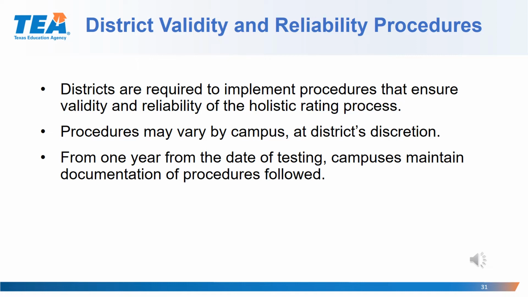Districts are required to implement procedures that ensure validity and reliability of the holistic rating process. Procedures may vary by campus at district discretion. For one year from the date of testing, campuses maintain documentation of the procedures followed.